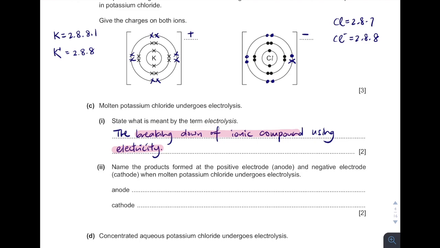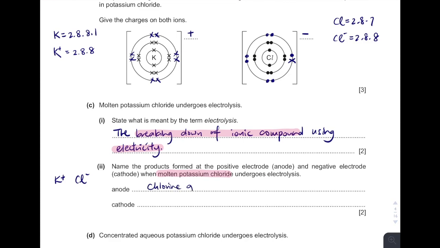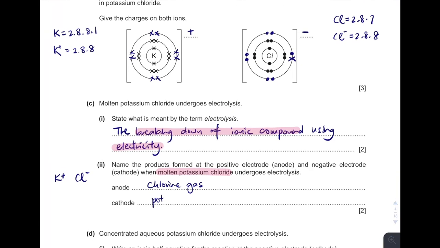Then you are asked to name the products at both the anode and cathode. This is given here: molten potassium chloride. Remember, molten means there is no water molecule in it. So what are the ions present in molten potassium chloride? It contains only potassium and chloride ions. That's it. The anode will always attract negative ions, so the anode attracts chloride. Chloride will get discharged to form chlorine gas. The cathode attracts positive ions, potassium. Potassium will get discharged to form potassium atoms. For the product, you can just write potassium.